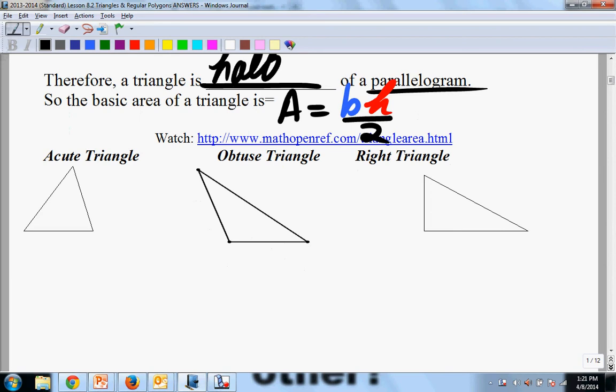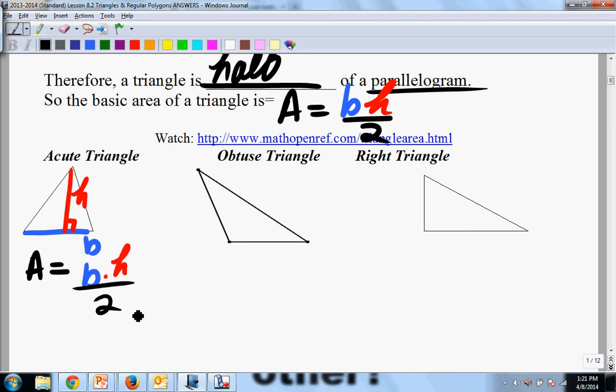Now, there are 3 slight variations of this for an acute, an obtuse, and a right triangle. So in an acute triangle that you guys are mostly familiar with, we have area equals base times height, where our height is inside at a right angle, over 2. So that's just your regular old run-of-the-mill acute triangle. Base times height over 2.